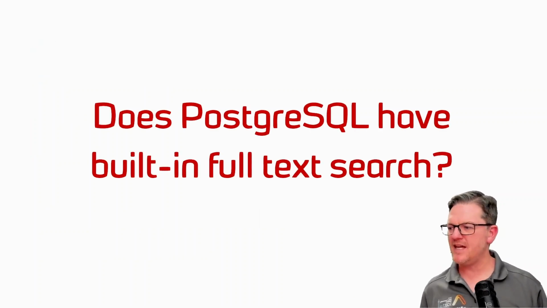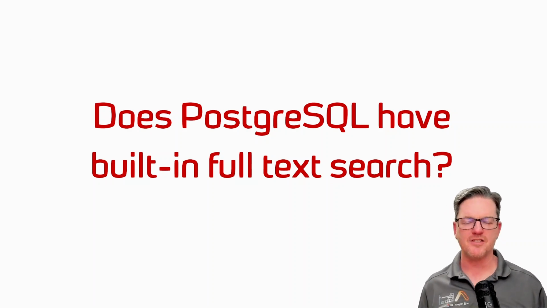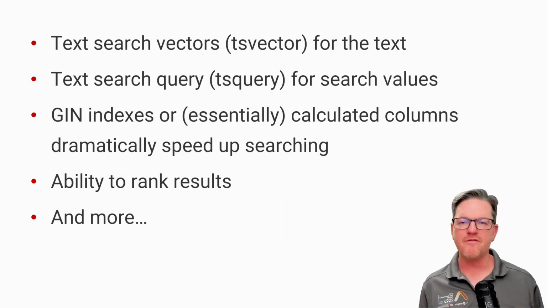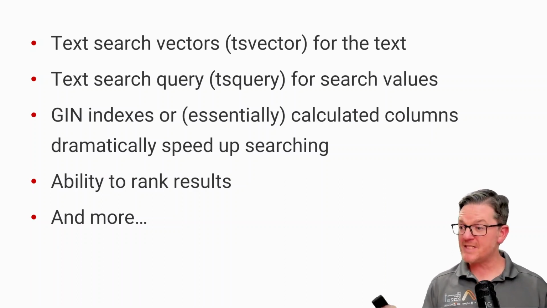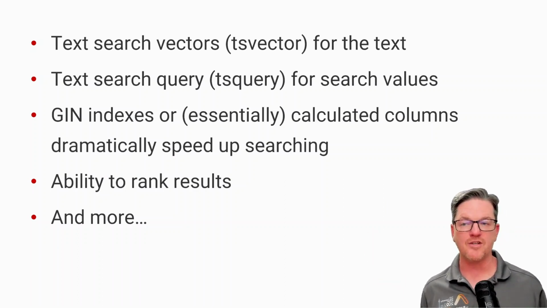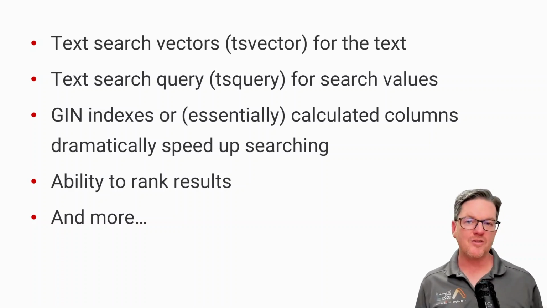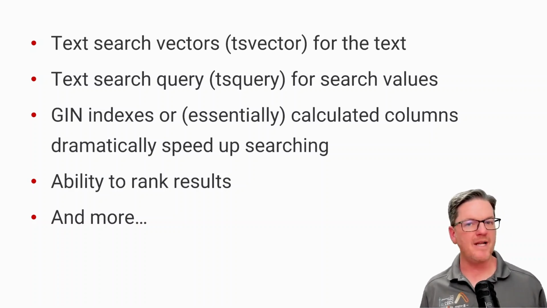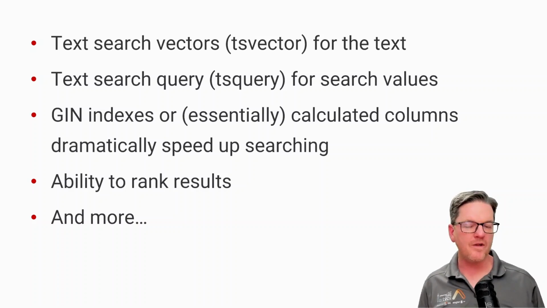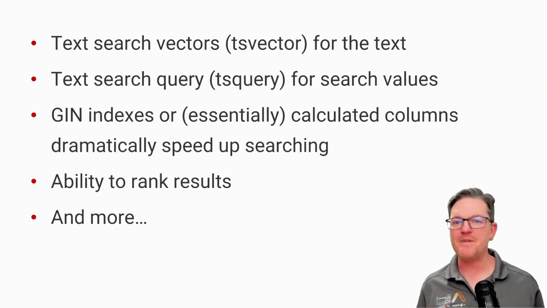Does Postgres have built-in full-text search? And I'm happy to report that it does. It's actually been around for a very long time in Postgres. There's a lot of really interesting things that Postgres provides, some of which came out of this ability with full-text search. So when you do search on a text field, so any text field, you can actually do the equivalent of a full-text search, even without an index.